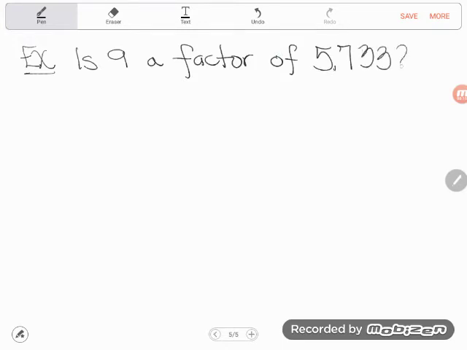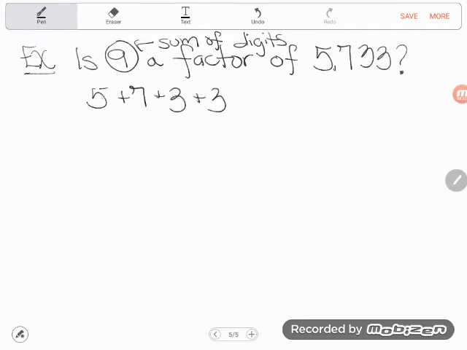You may be asked, is 9 a factor of 5,733? Let's check it out. What I would do here is I would sum up the digits, since 9 has a sum of digits divisibility trick. Now, of course, I could go the long way. I could do long division. But I don't want to go the long way when I know a shortcut.